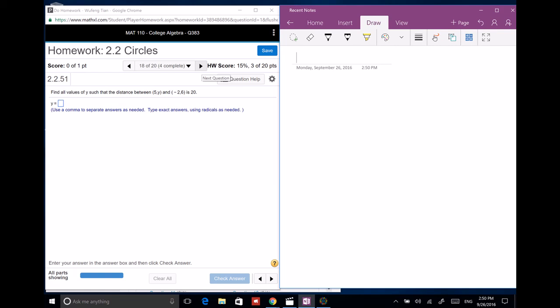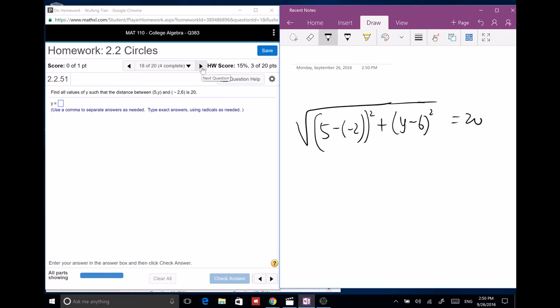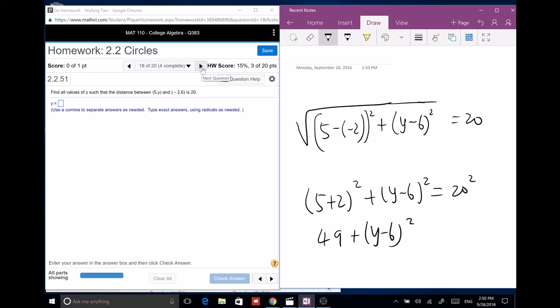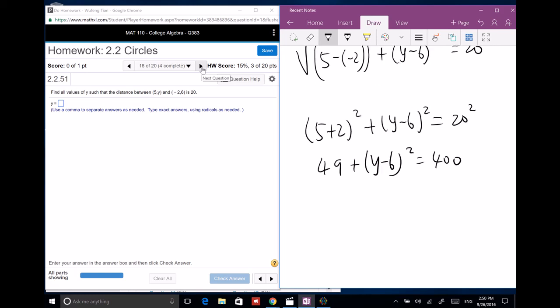Find all values of y such that the distance is... okay, this is the distance formula. (5 minus negative 2) squared plus (y minus 6) squared, which is 20 squared. Then you solve this distance formula. So it's (5 plus 2) squared plus (y minus 6) squared equals 20 squared. You got 7 squared is 49 plus (y minus 6) squared equals 400. Now you solve (y minus 6) squared equals 400 minus 49, which is 351.